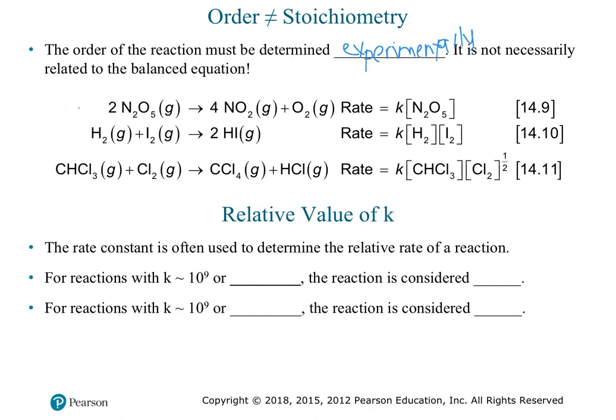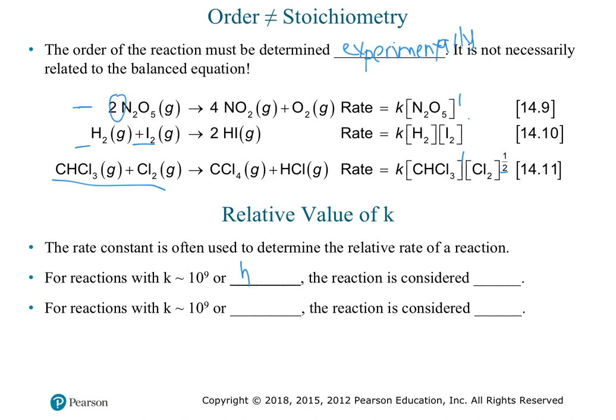So when we have this reaction here, 2 dinitrogen pentoxides decompose, the rate determined experimentally is only first order, even though the coefficient was 2. That's because experimentally that's what they determined. Here, hydrogen and iodine react, and they're both first order. That's just coincidence. Here we have trichloromethane and chlorine reacting, first order with respect to trichloromethane, and half order with respect to chlorine gas. Kind of weird, but it happens. We're not going to focus on those half orders, but they can happen.